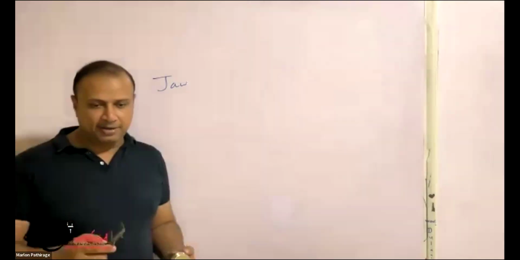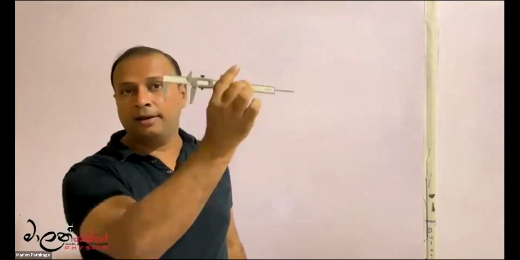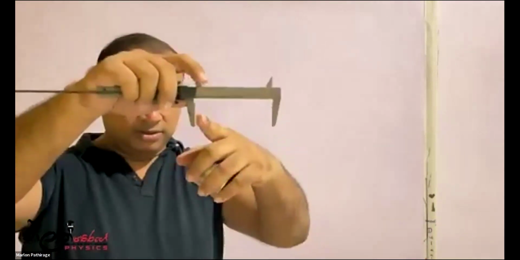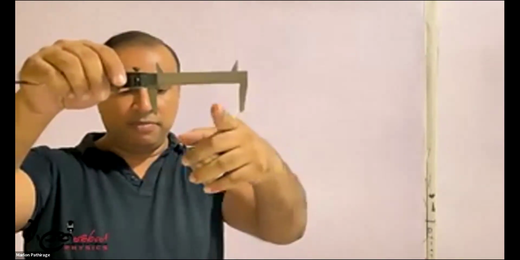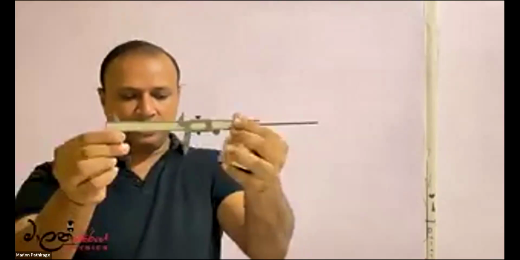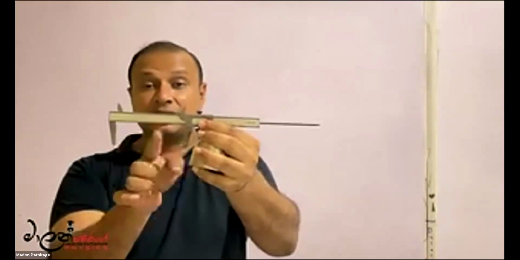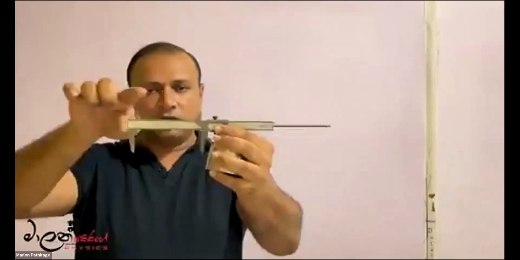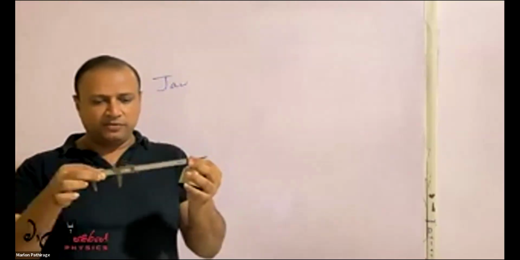There are some specific features or specific functions of those parts. Look at this one. These two jaws are called the external jaws. These two are called the internal jaws. What is the reason for that?